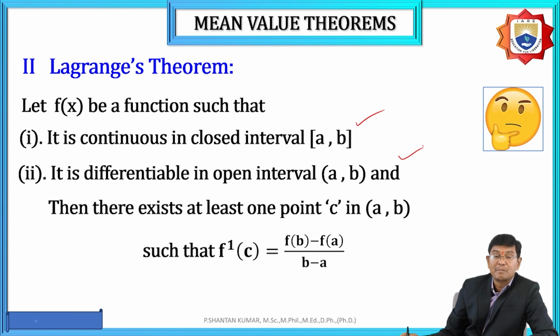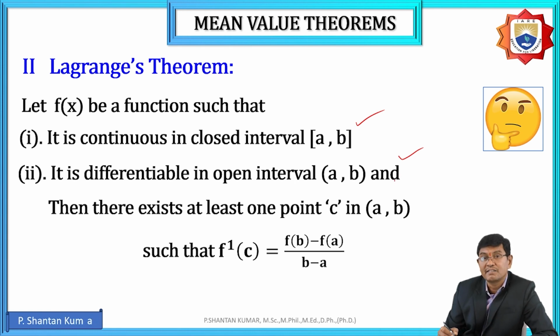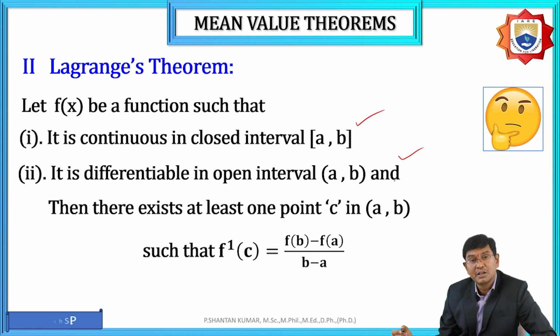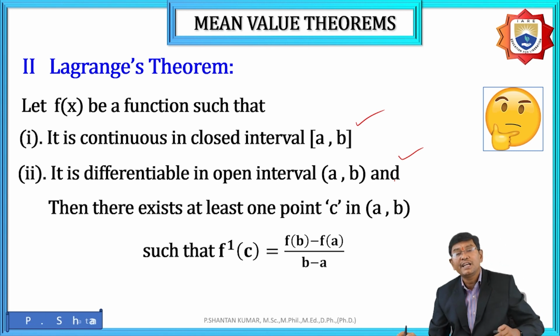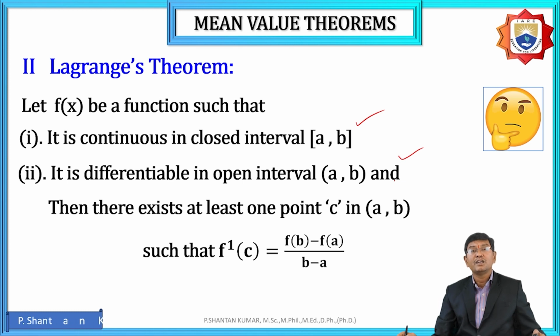That means, in comparison to the first theorem, the third condition f of a equal to f of b is not required. Based upon the first and second conditions being satisfied, there exists c belongs to a comma b such that f dash of c is equal to f of b minus f of a by b minus a. If these conditions are satisfied, then only Lagrange's theorem will be applicable.